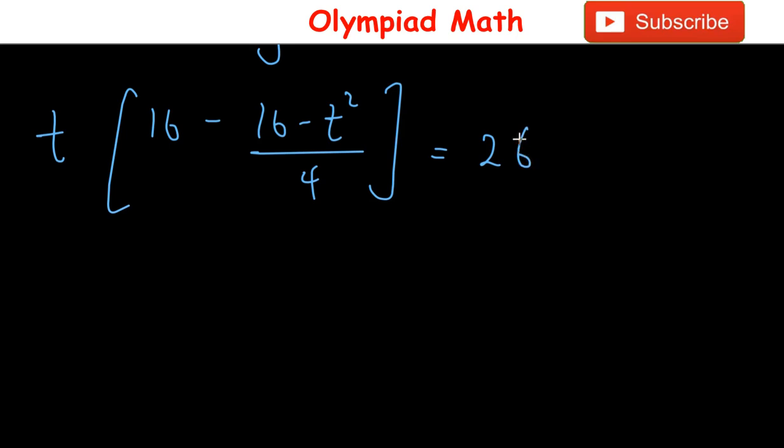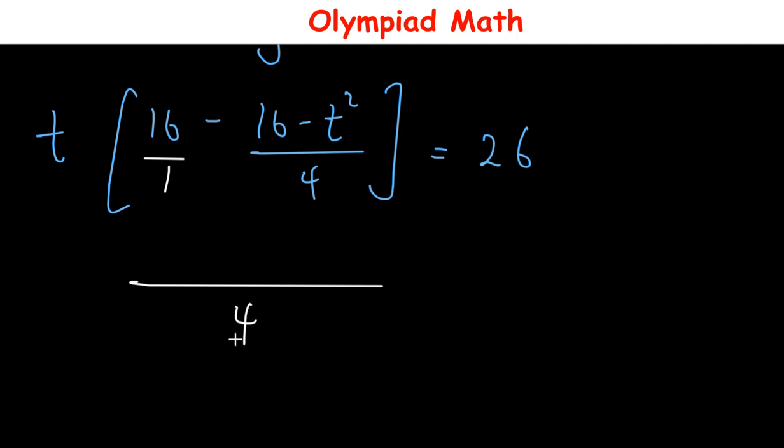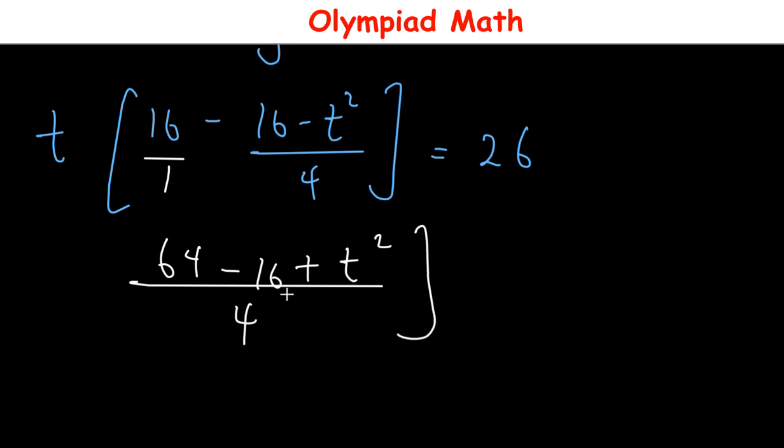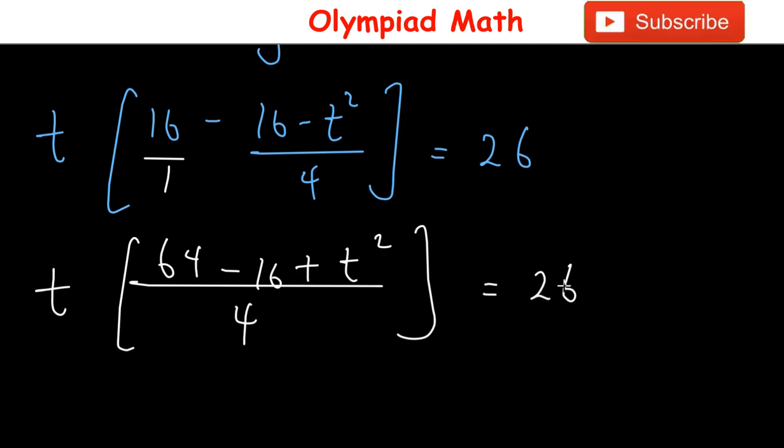Next, we can write 16 as 16 over 1 and look for the LCM of 1 and 4, so all over 4. 1 will divide 4, 4 times 16 is 64. Then 4 will divide 4, 1, and 1 times this will become minus 16, then plus t squared. And this is then multiplied by t, which equals 26.